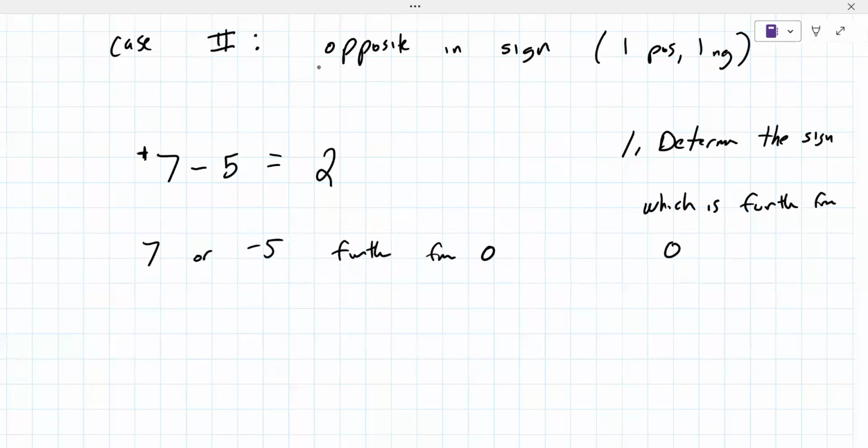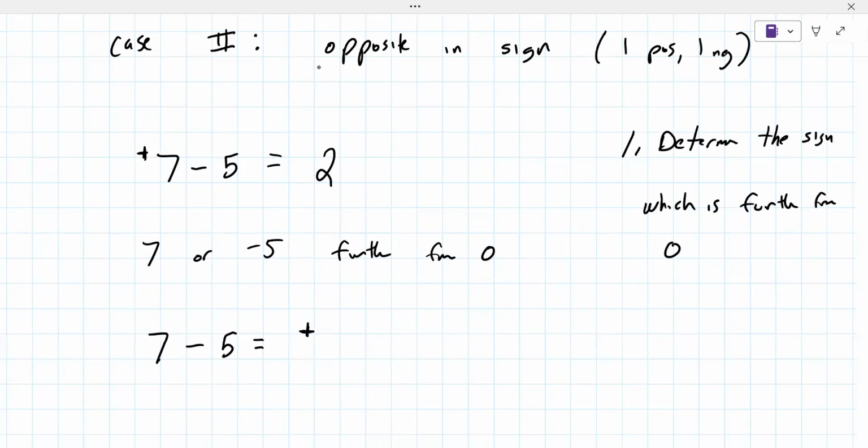If you're not sure what I mean by that, I'd just say, hey, I have no idea what you're talking about. 7 would probably be further. Okay. You seem uncertain. No, sorry. 7 would be further. So the number that is further from 0 determines the sign. So 7 minus 5. And so we know the answer is positive.